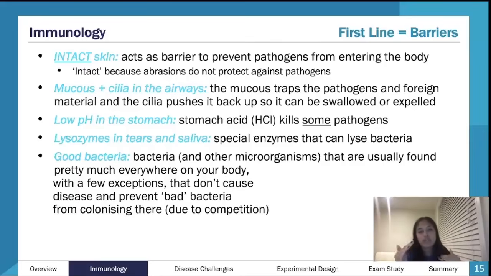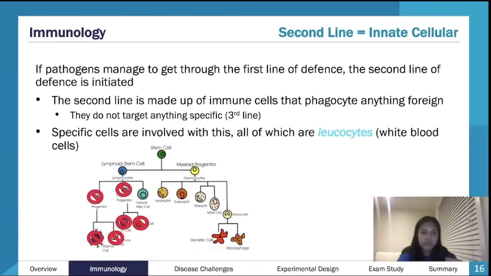So that's why it's really important to keep a nice balance of the bacteria in your microbiome, because the competition is really helpful in making sure that they don't get too crazy, but also that actual foreign pathogens don't invade as well.